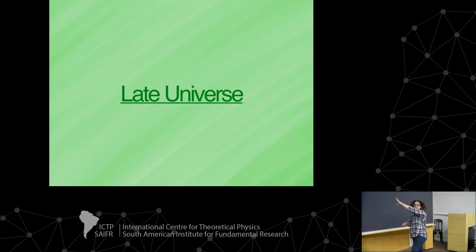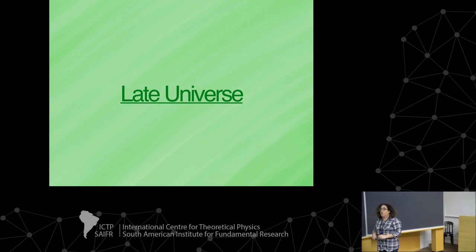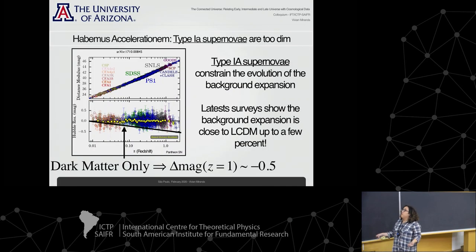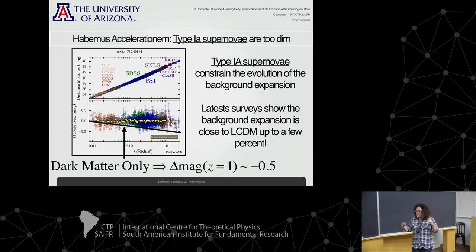Okay, so late universe. First, we know the universe today is expanding in an accelerated way for the second time. So we know the universe is accelerated today. So how do we know this?